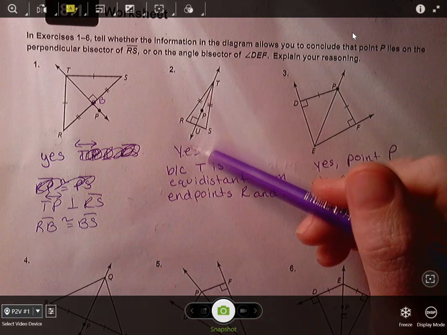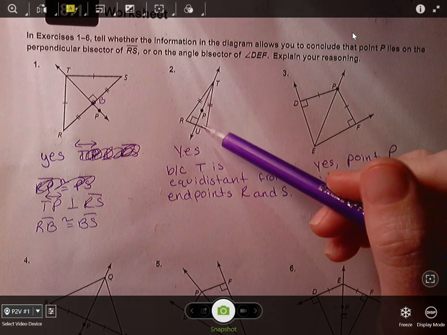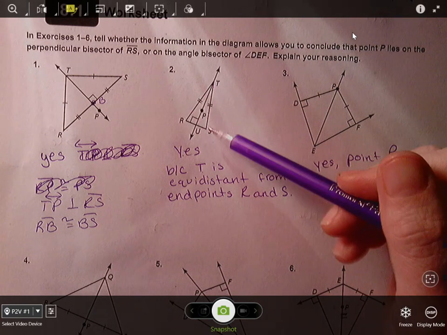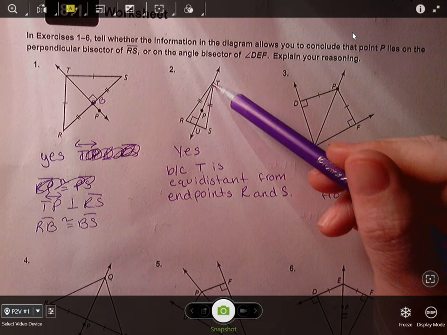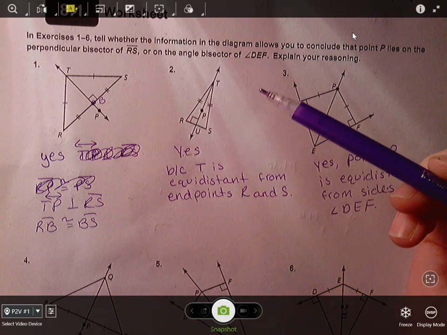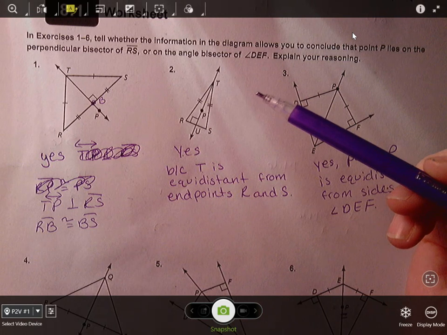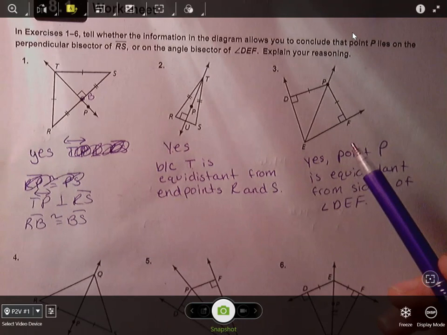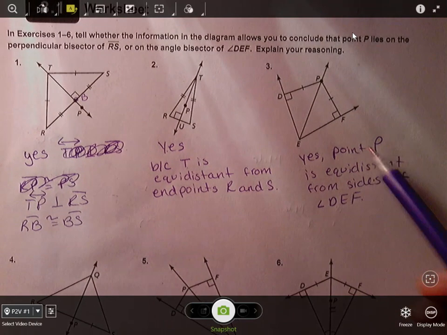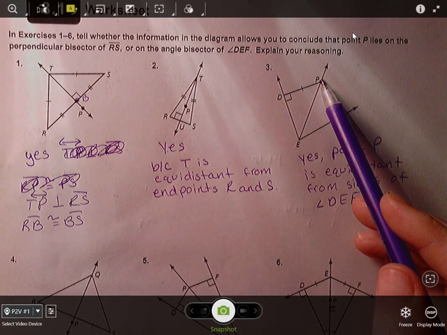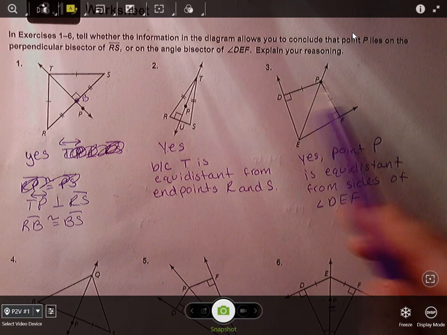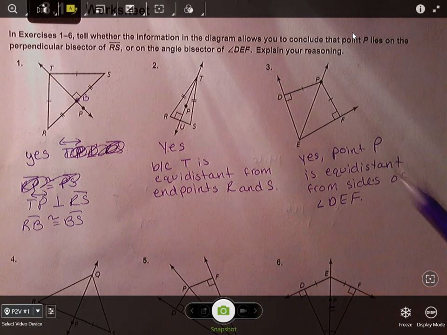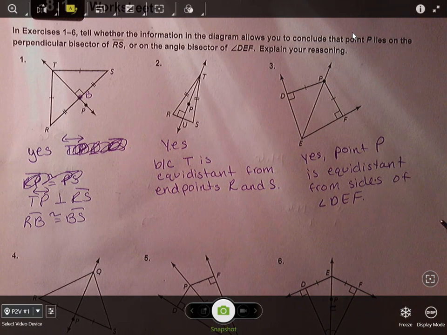Number two is yes, it is the perpendicular bisector, and that's because T is equidistant to the points R and S. So as long as T is equidistant, you can say it's on the perpendicular bisector. Number three, it's yes, the angle bisector. And that's because point P is equidistant to the sides ED and FP. Okay, so it's equidistant to the sides, so we're good. You can say that it is the angle bisector.